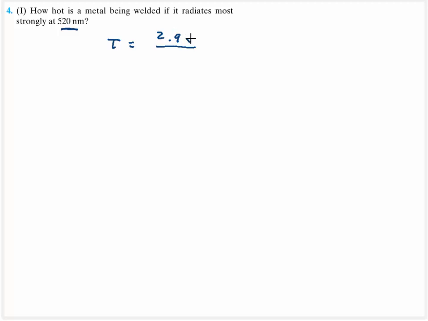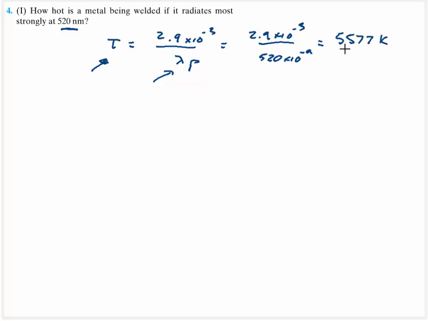So 2.9 times 10 to the minus 3. Here we have the peak wavelength, and here we have the temperature. Basic example of Wien's law, and it's a simple matter of solving for it. So 2.9 times 10 to the minus 3 divided by the wavelength, 520 times 10 to the negative 9th, and we're going to end up with 5577 degrees Kelvin.